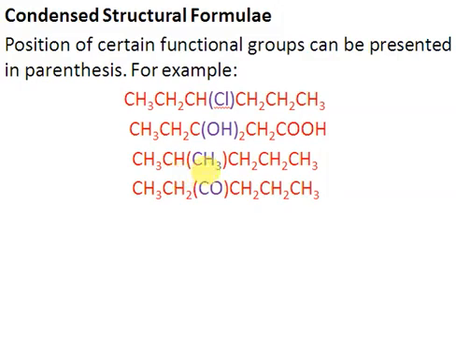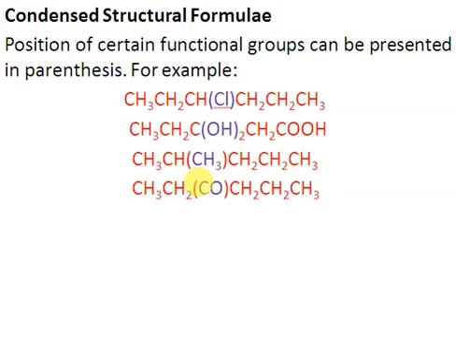CO, whenever it's written, means a carbonyl group, right? So whenever you have CO written like that, just understand that's a carbonyl group, and this carbonyl group is attached to this CH2 and this CH2, right? So that means that's a ketonic group. So condensed formulas can be written easily by using the parentheses, right?